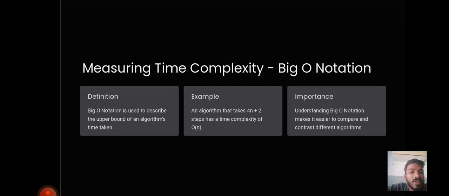Measuring the time complexity: big O notation. Definition, example, and importance. Definition: big O notation is used to describe the upper bound of an algorithm's time taken. Example: an algorithm that takes 4n plus 2 steps has a time complexity of O of n. Importance: understanding big O notation makes it easier to compare different algorithms.